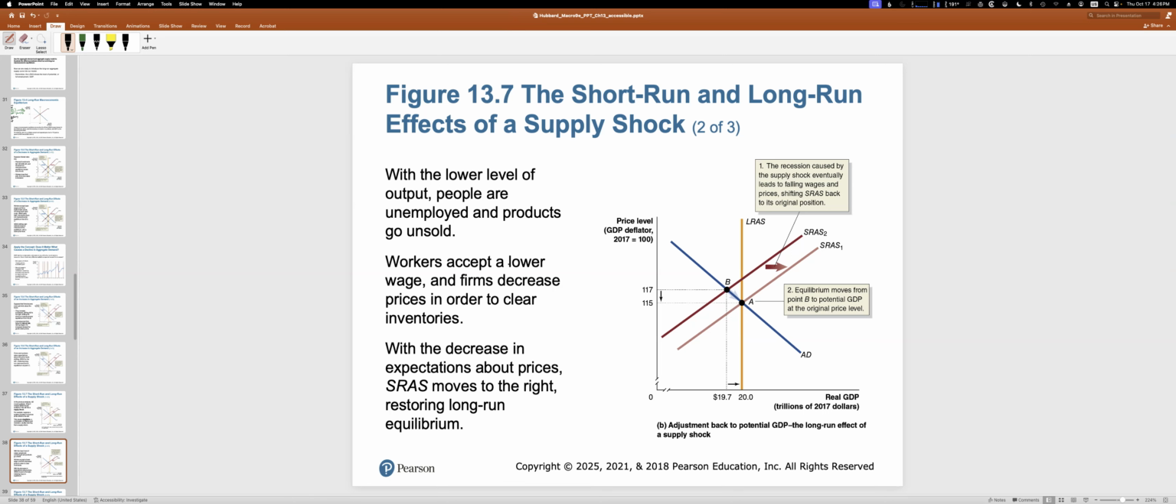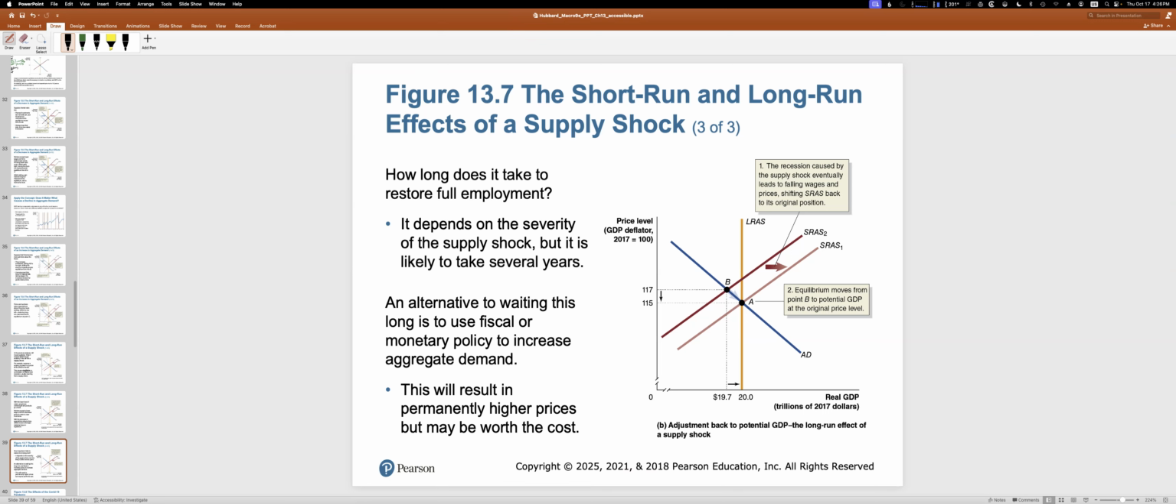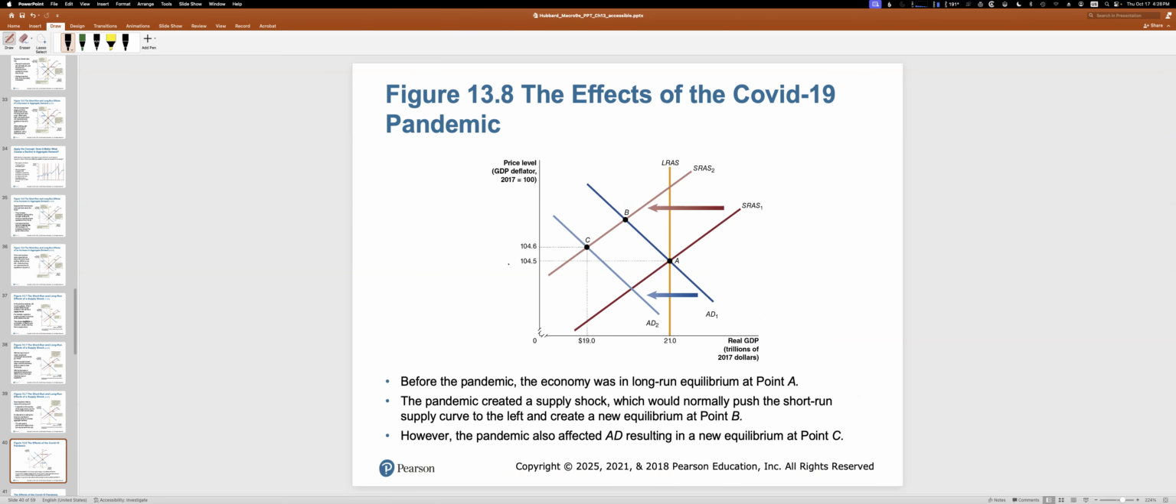And again, if you have this kind of recession happening, this kind of supply shock happening, all you can really do is hope that the economy will fix itself. But again, it's going to take time. To move from B to A could take anywhere from 2 to 5 years. And you might not want to wait that long. And you see that same thing happening here, and you see this with COVID again.